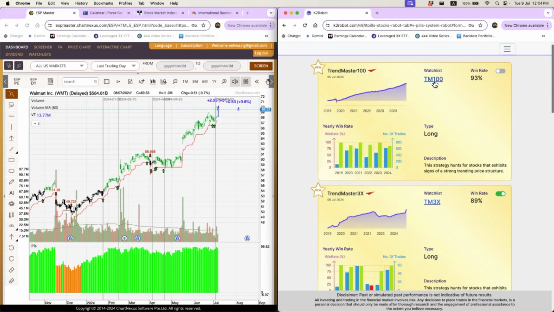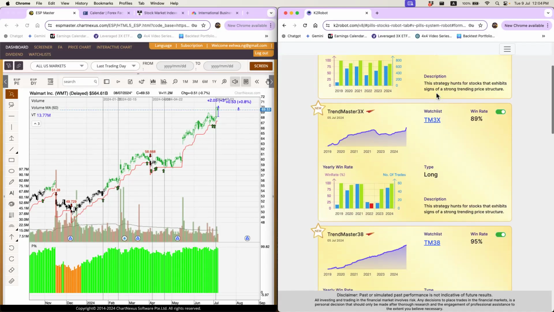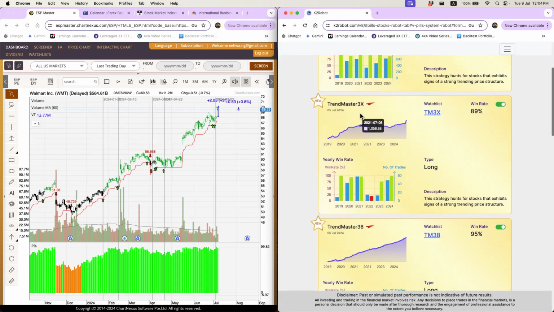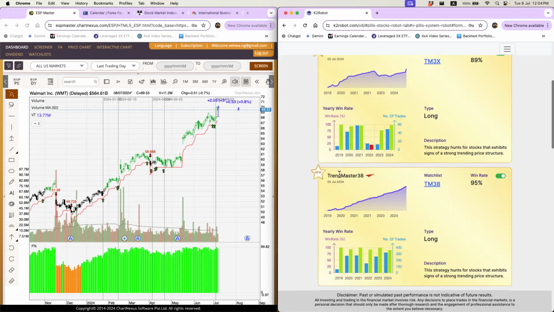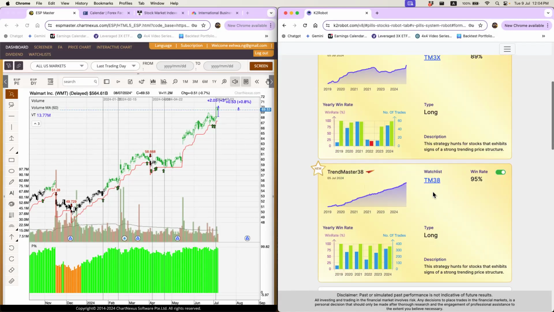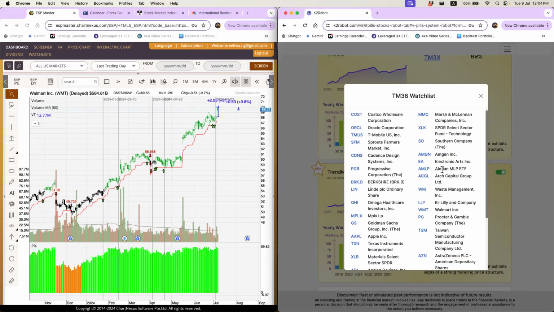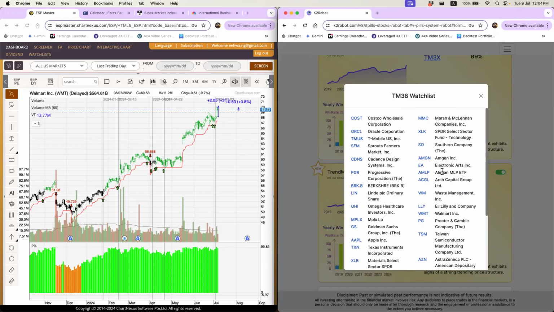So TM100, remember, is the top 100 trending stocks historically that we found that TrendMaster works well. So we put it to work. Okay, then you have TrendMaster 3X. Now 3X I will explain last. I will explain TrendMaster 38 first. Now TrendMaster 38, TM38, as the name suggests, means the top 38 stocks.